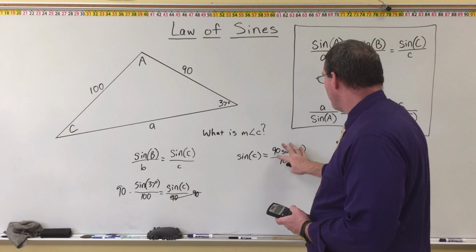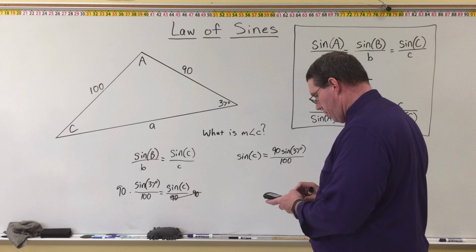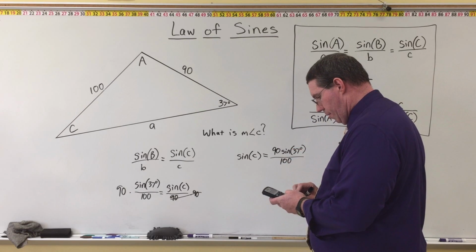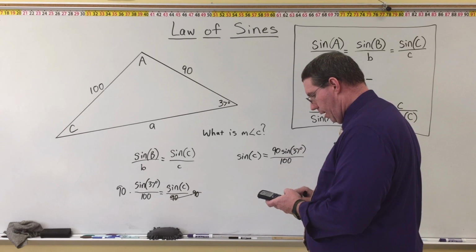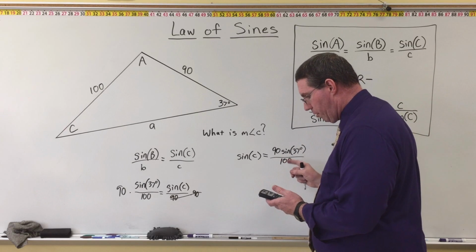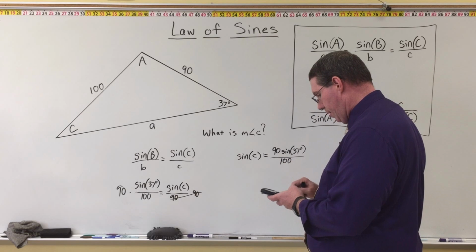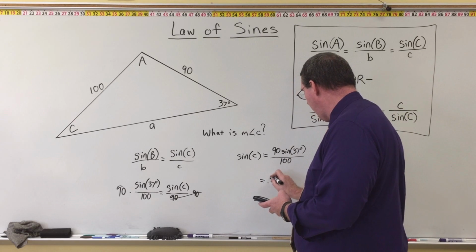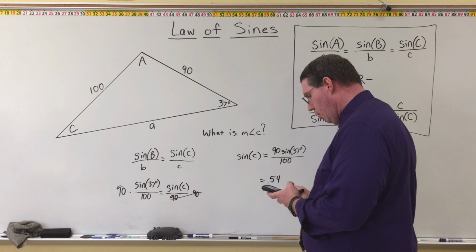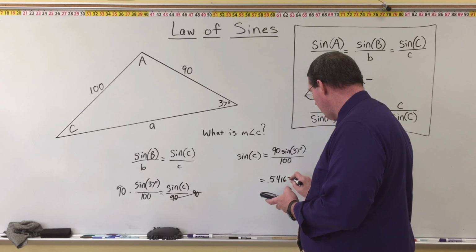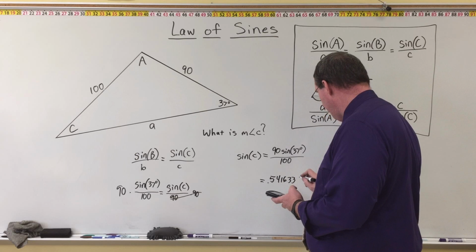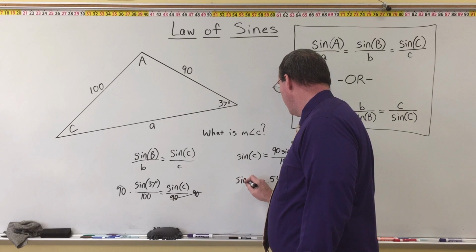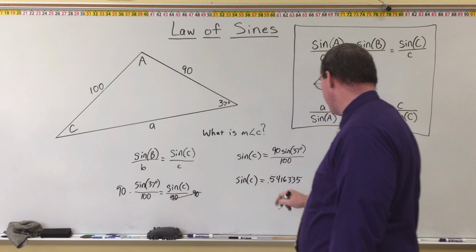Now let's calculate this before I do the inverse. 90 times sine of 37 degrees gives me 54.1633528. I'm going to divide by 100, and that gives me 0.5416335. Let's stop there. So now I know that sine of C is equal to this.